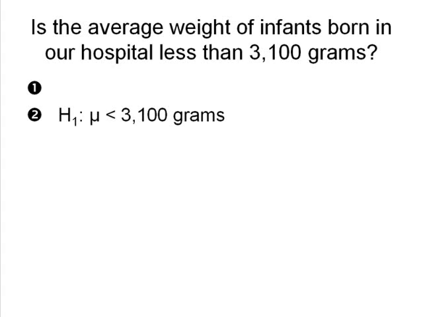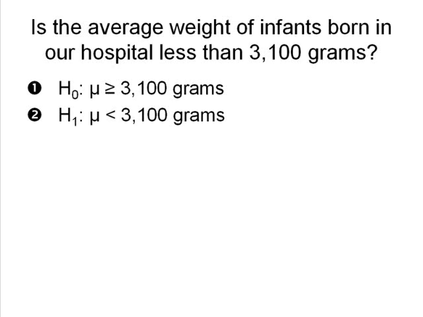Well, what I need to do is a full 7-step hypothesis testing procedure. And in this case, what I do is I start with the alternative hypothesis. I start with what your book calls step 2. So in this case, what I'm asking is if the mean is less than 3,100 grams. So that's what I write down. And then I move on to step 1 after doing step 2.